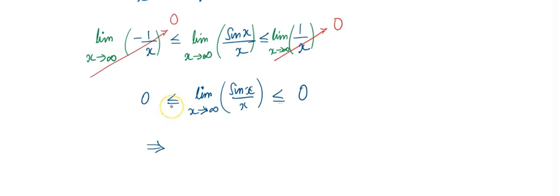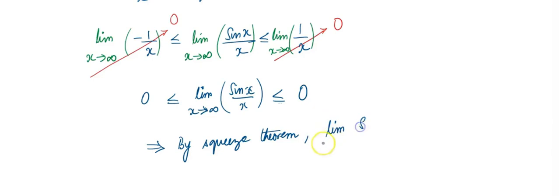You're squeezed between two numbers that are the same, which means the only way we can justify it is that the middle portion is also equal to 0. So this implies by squeeze theorem, another name for squeeze theorem is sandwich theorem. So this is sandwiched between the two numbers that are identical. By squeeze theorem, limit sine x over x as x approaches infinity equals 0. We just found a limit for this trigonometric expression.